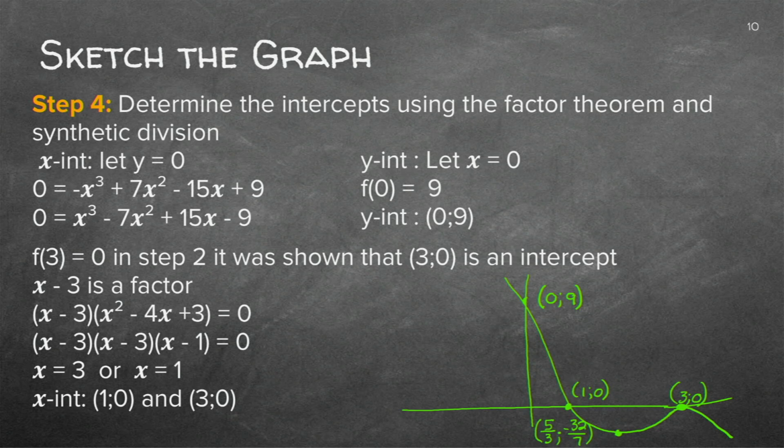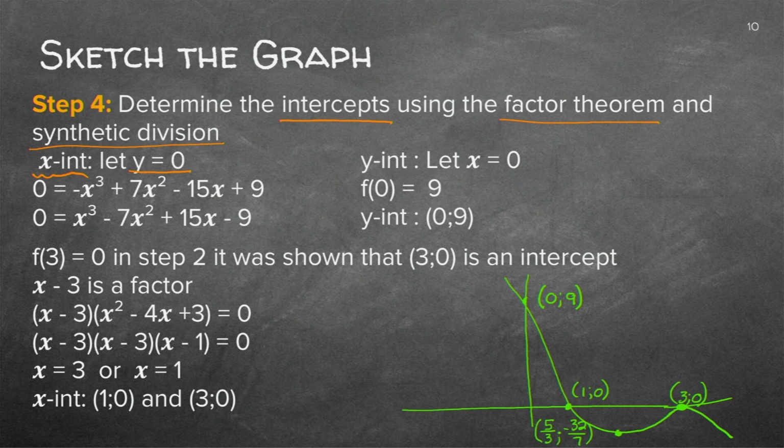The next step is determine the intercepts using the factor theorem and the synthetic division. Remember that what I've showed you a few slides before? So we will start with your x-intercept, let y equal 0, and you fill it in. 0 equals minus x^3 plus 7x^2 minus 15x plus 9.